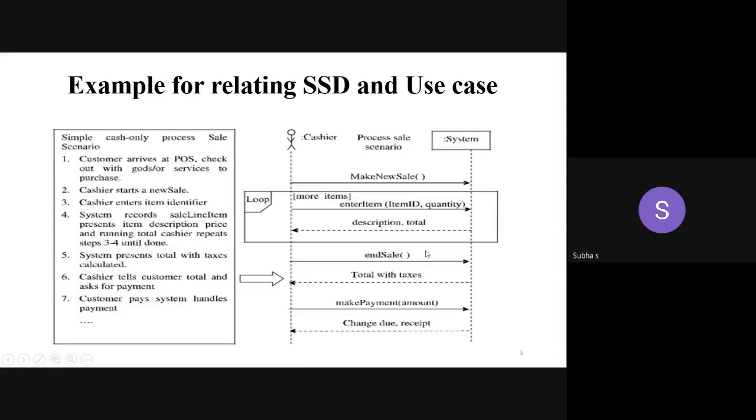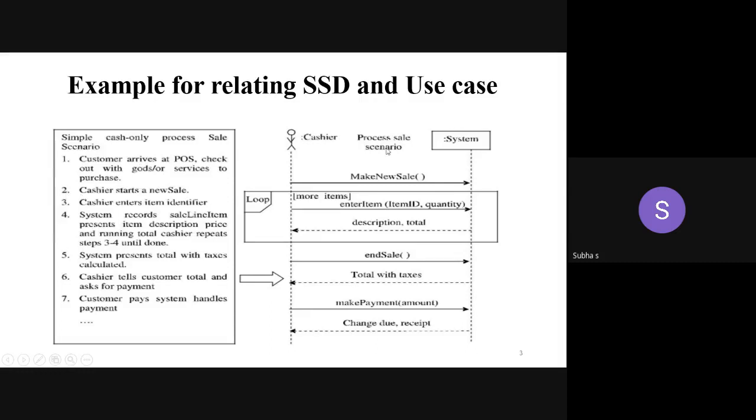Don't simply mention calculate total. Mention total with taxes, then the cashier makes payment. He will enter the amount, how much amount is to be paid. He will give that amount. Finally, the system will give the bill and the receipt: change due, comma, receipt. So this is the exact system sequence diagram for the process sale scenario.